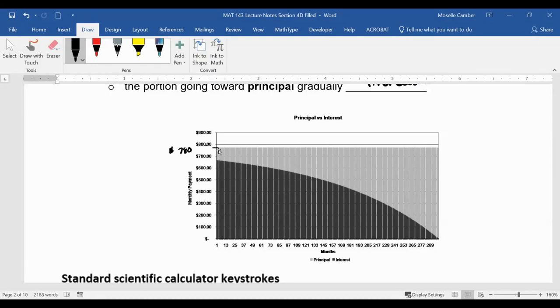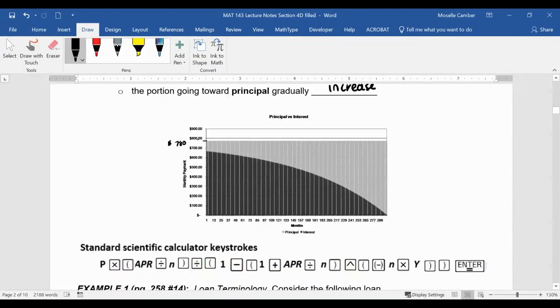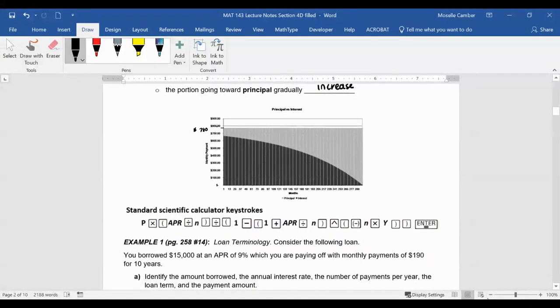So at the beginning, most of your payment here, this darker amount, that's going to be your interest. So instead of having to pay all of your interest all at once, or as it's due, you're spreading it out. And of course, we do that just so it's a little bit easier on our bank account.